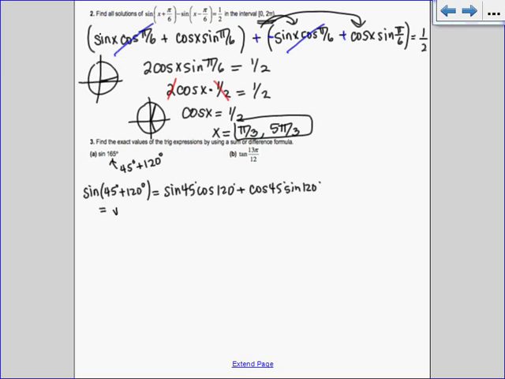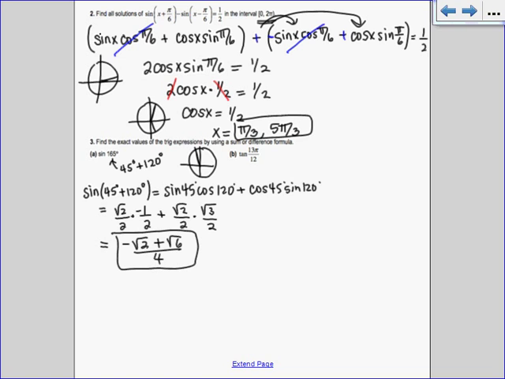All right, so when I find those, sine of 45 is square root of 2 over 2. Cosine of 120, if you think about where 120 is, 120 degrees is 60 away from 180. So it's going to be negative 1/2 is the cosine. So I'm going to have root 2 over 2 times negative 1/2 plus root 2 over 2 times root 3 over 2. Again, we're getting those root 2s and root 6s. Like I said, they're pretty common for these ones. So we get negative root 2 plus root 6 all over 4. You could also write it as root 6 minus root 2 all over 4 if you wanted to.